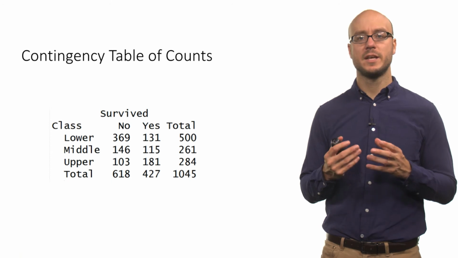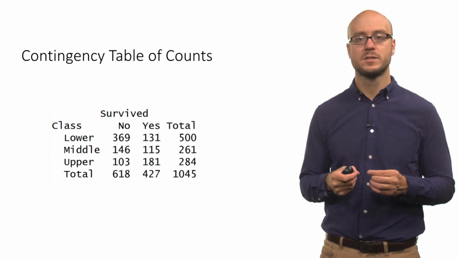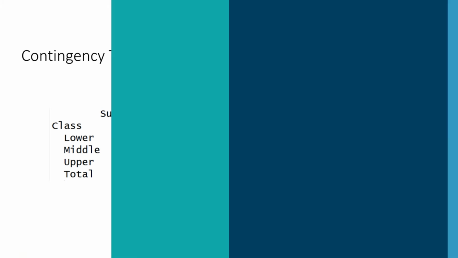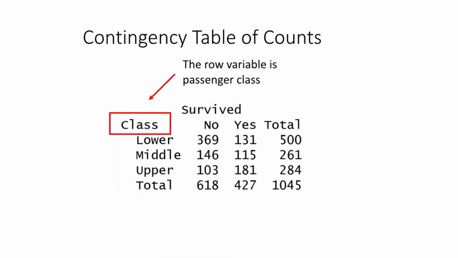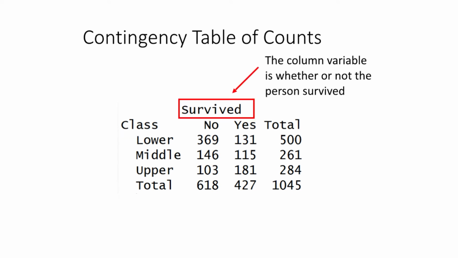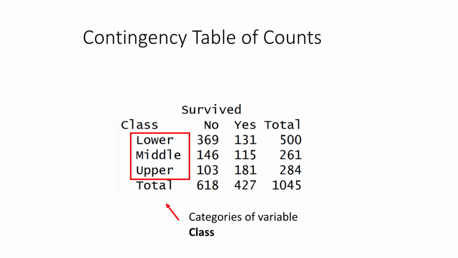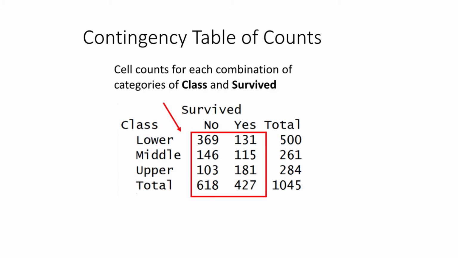So here is a contingency table of counts for surviving the Titanic and passenger class. These are all observations. The row variable is labeled here, and it's passenger class. Then the column variable is whether or not the person survived. We also have the categories or levels of the variable survived labeled, and then we also have the categories or levels of the variable class.